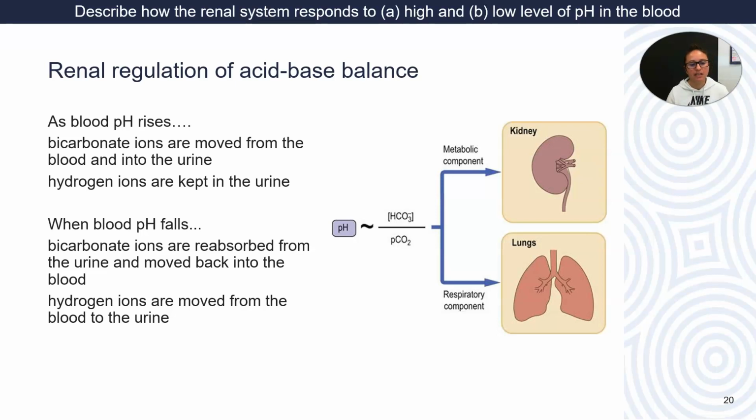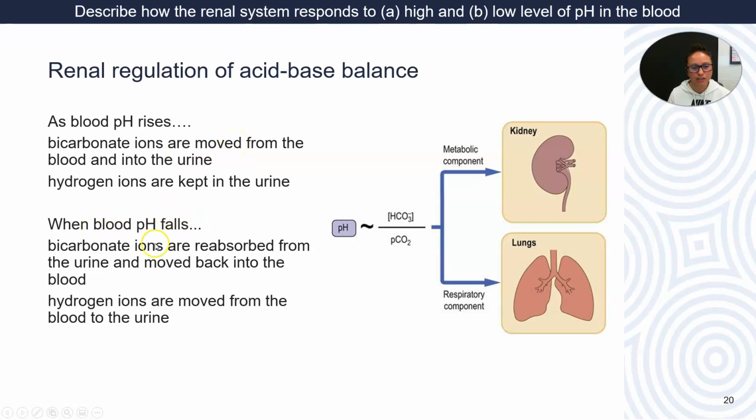Let's have a look at this. If your blood pH rises, the kidney gets rid of bicarbonates, moved from the blood and into the urine. And the hydrogen ions are kept in the urine, okay? When the pH falls, so in this particular instance, you don't have enough hydrogen ions, bicarbonate ions are moved from the blood.